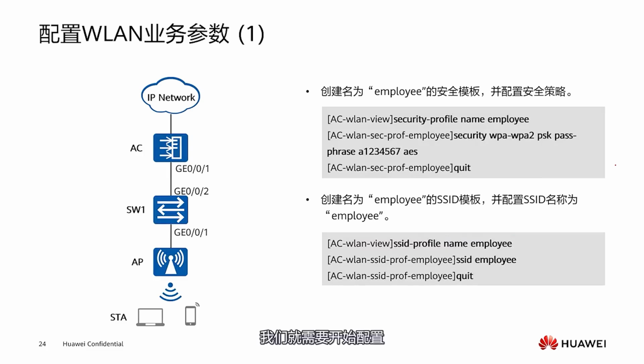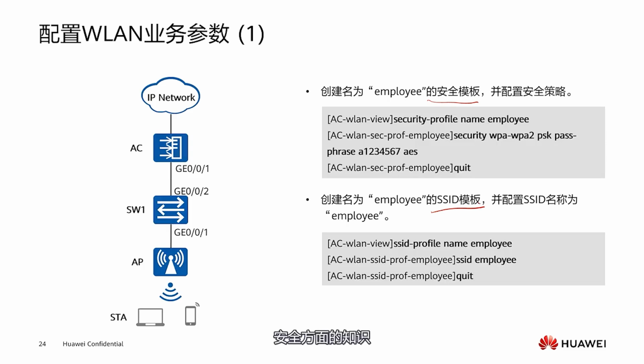Once the AP is online, we then start to configure our various business templates. Firstly, we need to create security templates and SSID templates. You all remember the relationship between the security template and the SSID template, right? Both templates need to be linked to the VAP template.